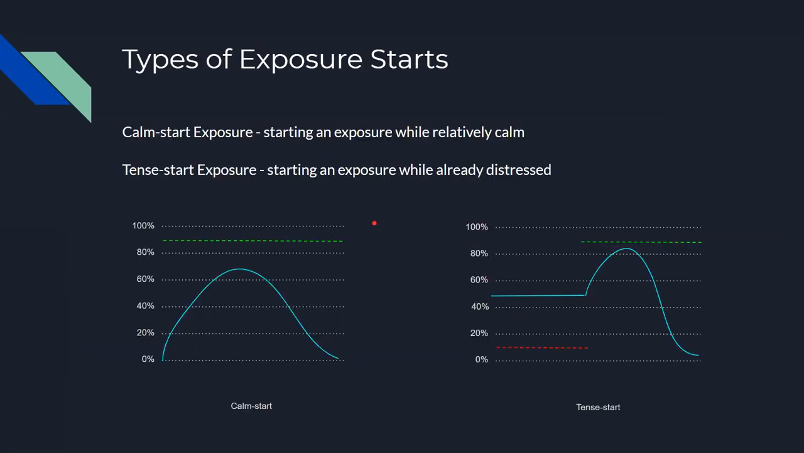Okay, and we have two types of exposure starts. We have a calm start, which means they're calm at the beginning of the exposure, and then we do something to trigger that exposure. And that's a very therapeutic exposure. And then as they get more advanced and more confident, we can start doing tense start exposures, where they start doing exposures in situations where they're already stressed, but they're not necessarily in acceptance of that stress because they're so used to fighting or avoiding.